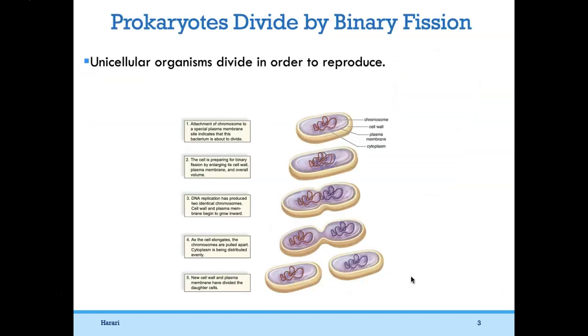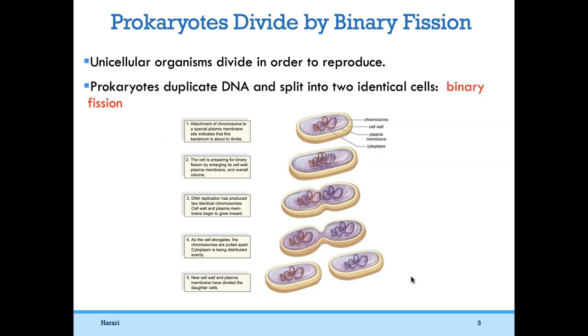I'm going to talk about prokaryotes first and kind of get them out of the way, because their cell cycle is very simple. Prokaryotes divide by what's called binary fission. And since prokaryotes are only one cell, when they do cell division, they're doing so to reproduce. Right? Every time that they divide, they're reproducing. This is a form of asexual reproduction. In binary fission, the prokaryote will duplicate its DNA and then split into two identical cells.